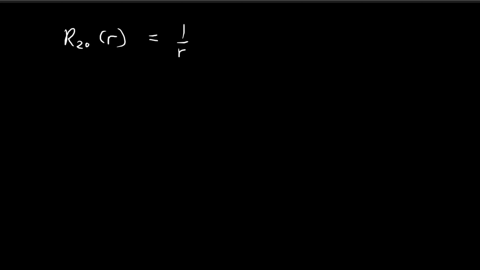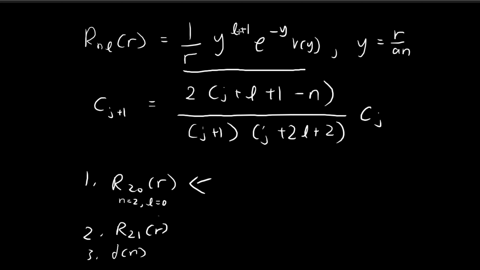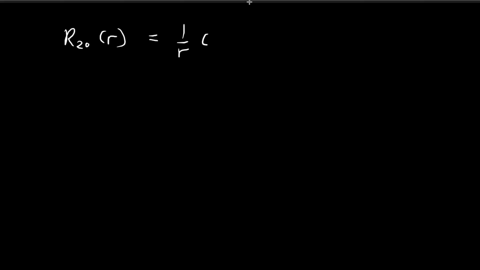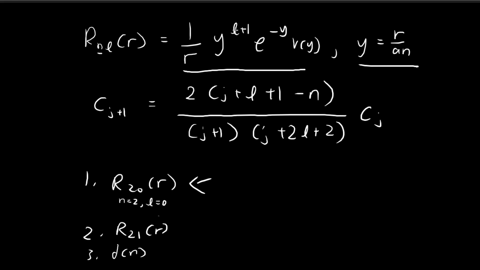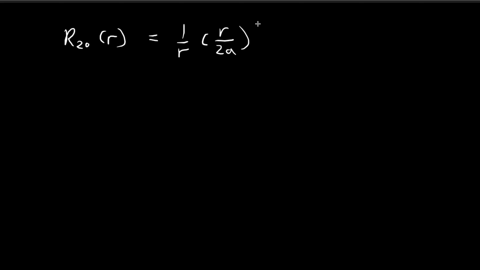So we have 1 over r, and then we have y to the power of L plus 1. And remember, y can be expressed in such a way where a is the Bohr radius and n will be the n given over here. In this case, our n is equal to 2, so that means our y is equal to r divided by 2 Bohr radius. And then we raise this to the power of L plus 1. L is equal to 0, so we just raise it to the power of 1. And then we multiply it by this e term, e to the power of negative r divided by 2a. And then we multiply this by v of y.